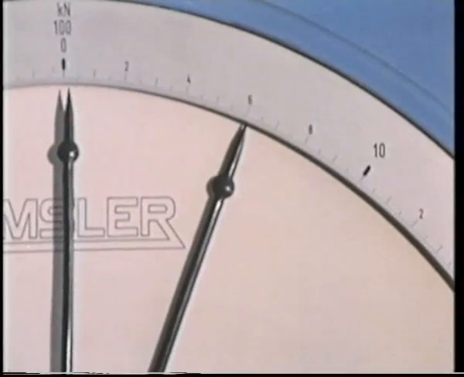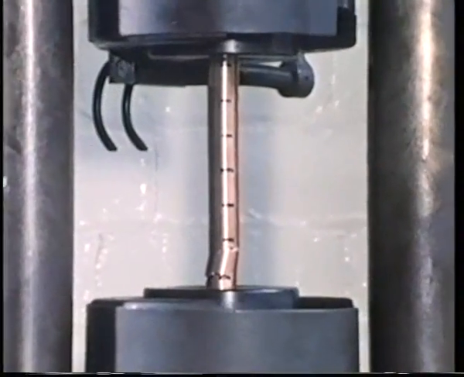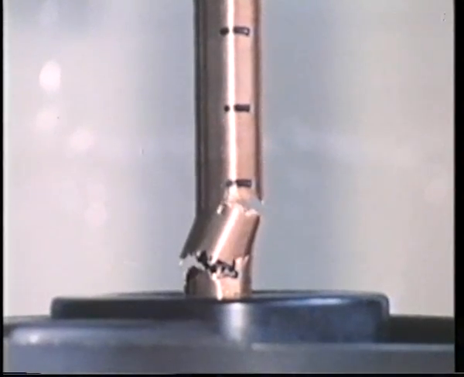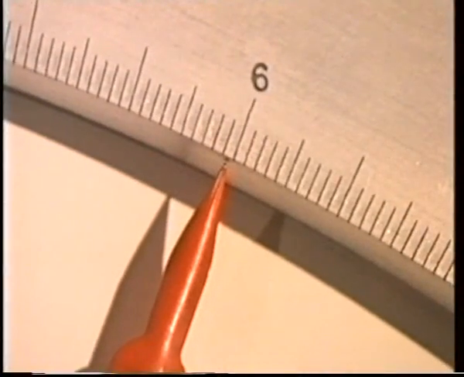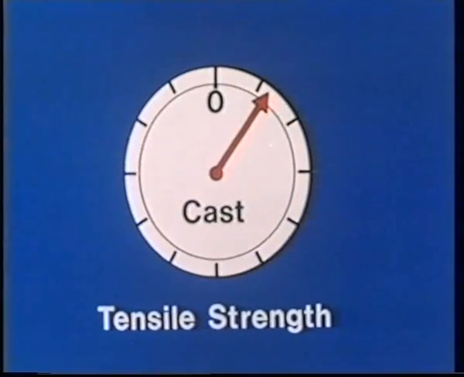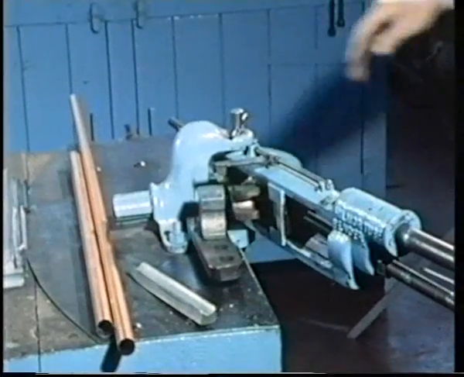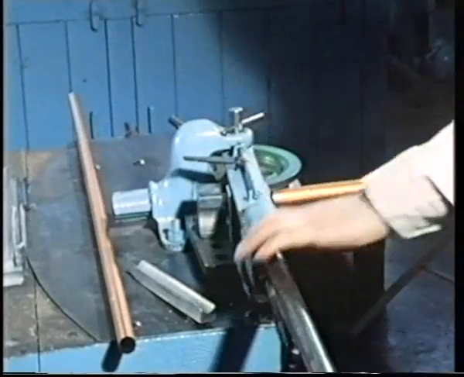It's much weaker than the drawn tube. Only 6 kilonewtons this time. Since the tubes were the same size, this means that the tensile strength has increased. So cold working has not only increased the hardness, it's also increased the tensile strength of the copper. It's brought about two useful changes in its mechanical properties.